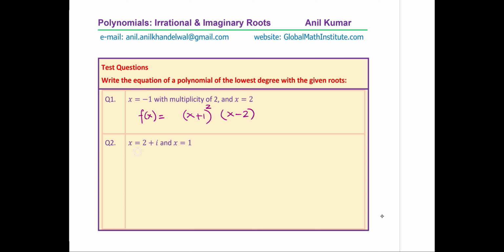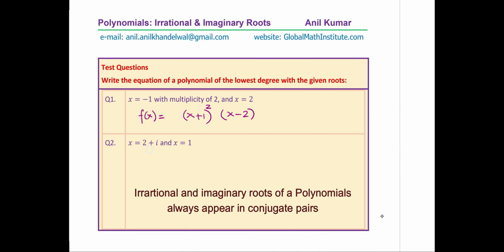How do we write the polynomial equation? Second, x equals to 2 plus i and x equals to 1. Now it is important to understand that we have a complex root 2 plus i. Now remember that complex roots are always in conjugate.